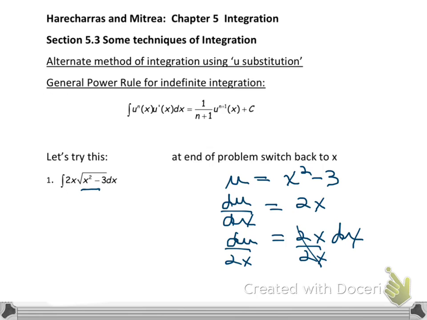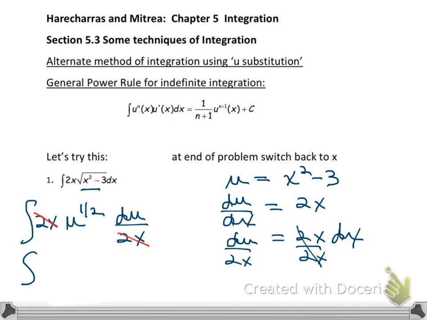So what we're going to do is rewrite this problem. So the 2x stays where it is, but now x squared minus 3 I'm going to write in a shorthand manner, and I'm going to put in a u, and the power is the 1/2. Then I have dx, and we just went through how dx is just du over 2x. So nice things are going to start to happen. Notice that this 2x and this 2x can cancel.